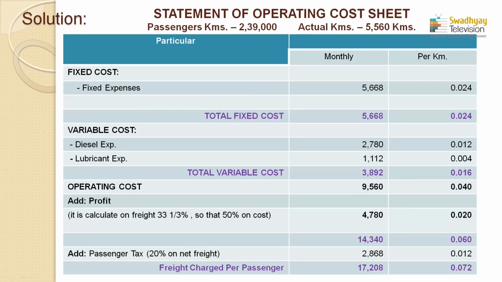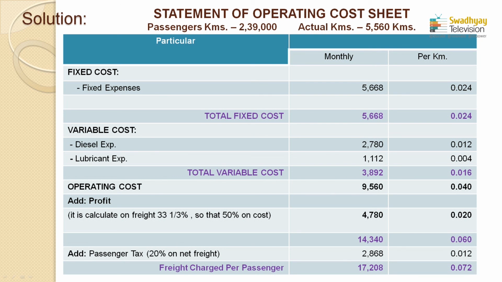Fine. Moving to the next part, now we will prepare the statement of operating cost sheet. The statement of operating cost sheet mentions passenger kilometers, which is 2,39,000, and actual kilometers, 5,560 kilometers. Start with the first item, fixed cost. I think in the earlier question also you had an idea how the statement of operating cost is prepared. It is always divided into two parts: the first part is fixed cost, the second part is variable cost. Here I added something more in this statement, which is also very comfortable. There is no precise statement format, but you can prepare it in this way also.